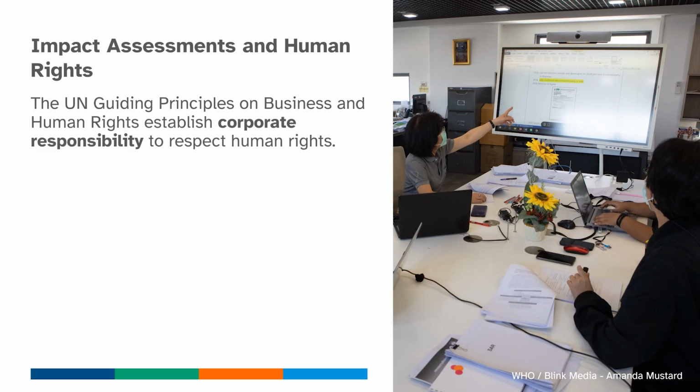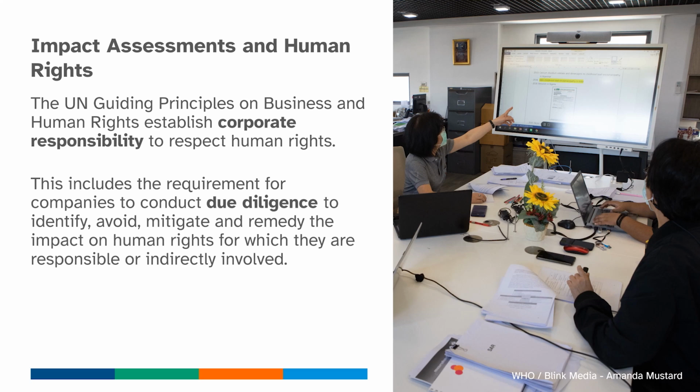The UN Guiding Principles on Business and Human Rights establish corporate responsibility to respect human rights. This includes the requirement for companies to conduct due diligence to identify, avoid, mitigate, and remedy the impact on human rights for which they are responsible or indirectly involved. Although the UN Guiding Principles do not require businesses to conduct human rights impact assessments, such an assessment can help companies to meet their obligations.